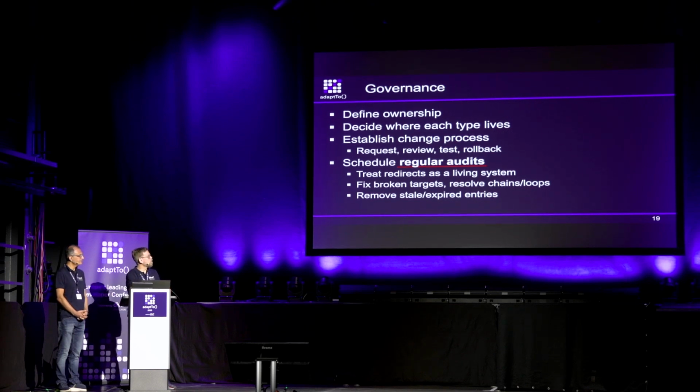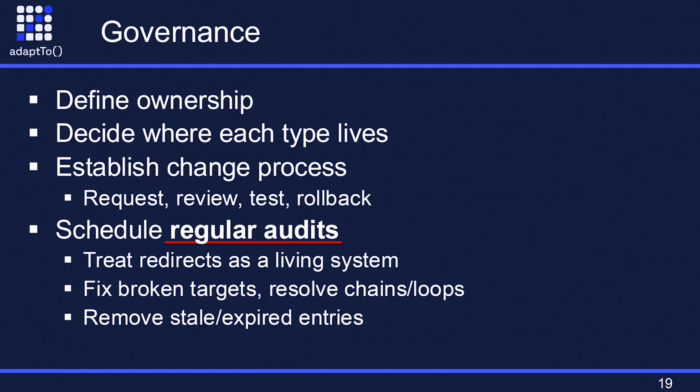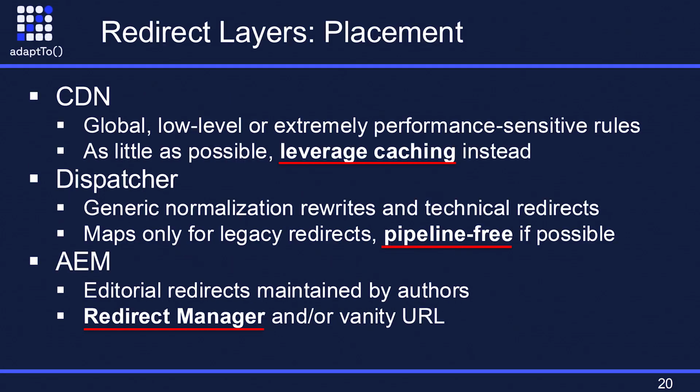And then, probably most importantly, schedule regular audits. Because, yeah, you have to treat redirects really as the living system they are, and use that opportunity to fix broken targets, crawl for chains and loops, collapse chains into a single hop, and above all, remove stale and expired entries. If you're not sure whether they are still used, you can, for example, use the Google Search Console to see whether they are still indexed.